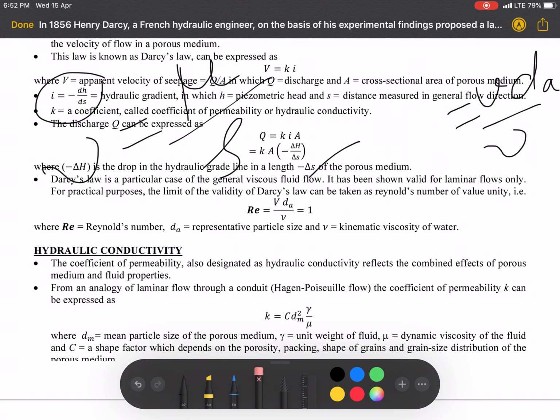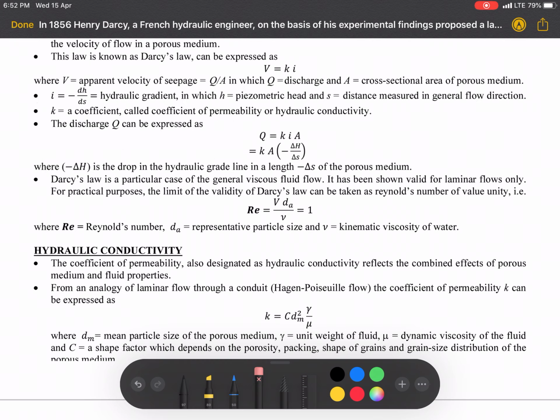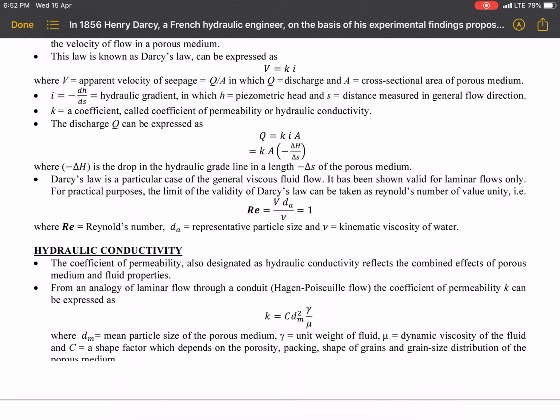So we have learned a lot about this Reynolds number. Let us now come to hydraulic conductivity. The coefficient of permeability or hydraulic conductivity, what does it reflect? It reflects the combined effect of the porous medium and fluid properties. So we can formulate K, hydraulic conductivity, with the porous medium, that is the medium soil or rock, and the property of the fluid which is flowing through that medium.